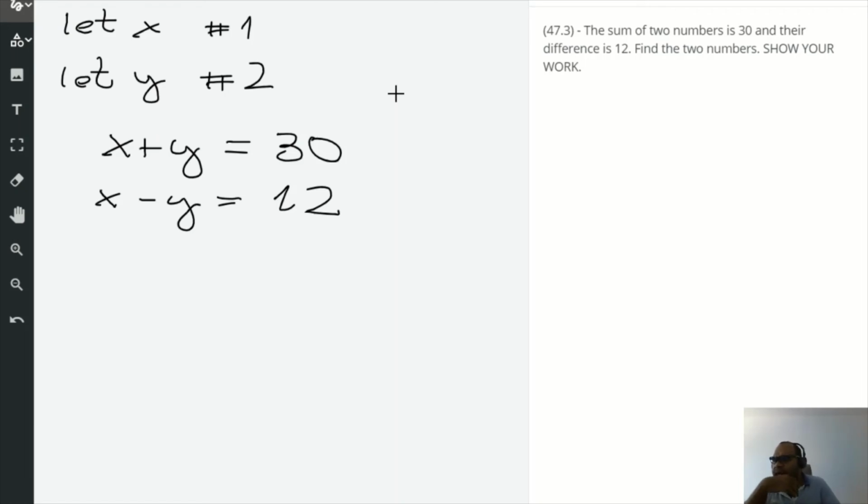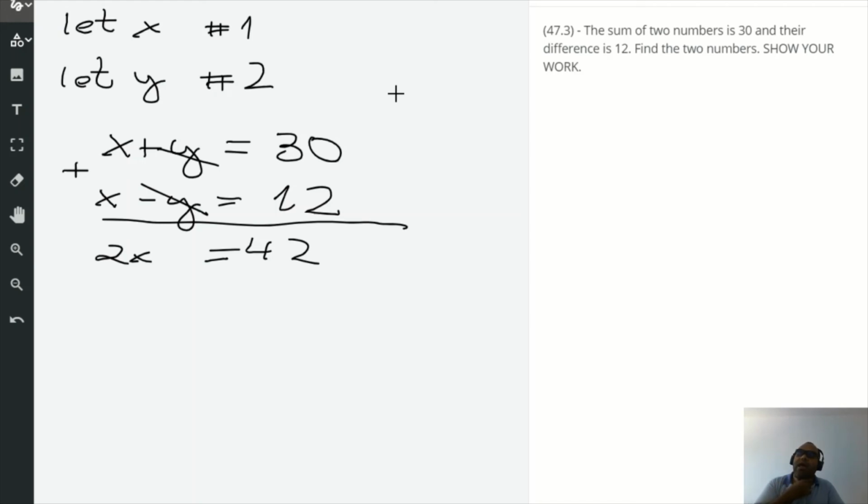Here, let's line up. Nice. Let's check the coefficients: 1 and 1, 1 and negative 1. Oh, let's add, because I have the opposite coefficients. X plus x, 2x. Y minus y, 0, goodbye y, equals 30 plus 12, 42. How many times does 2 go into 42? x equals 21. 2 times 21, 42.